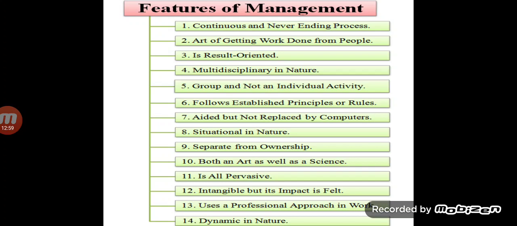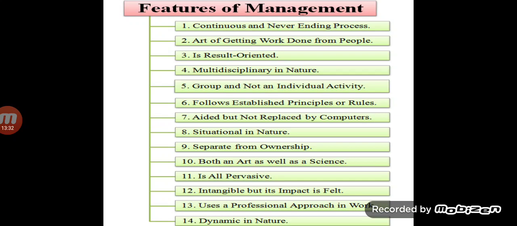Fifth point, group and not an individual activity. Yes, management is a group activity and it is not an individual activity. Why? Because in the definition we have learned, management is an art of getting things done by others. It means management is not possible with one person; it requires a minimum of 2 persons, or more, to perform the activities. That's why it is a group activity, not an individual activity. So it is a feature or characteristic of management.